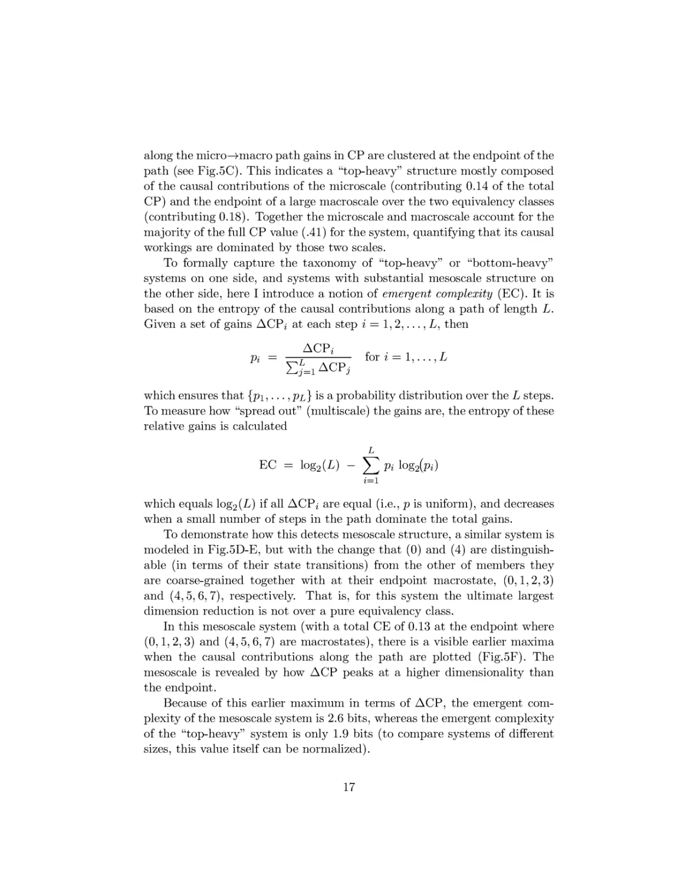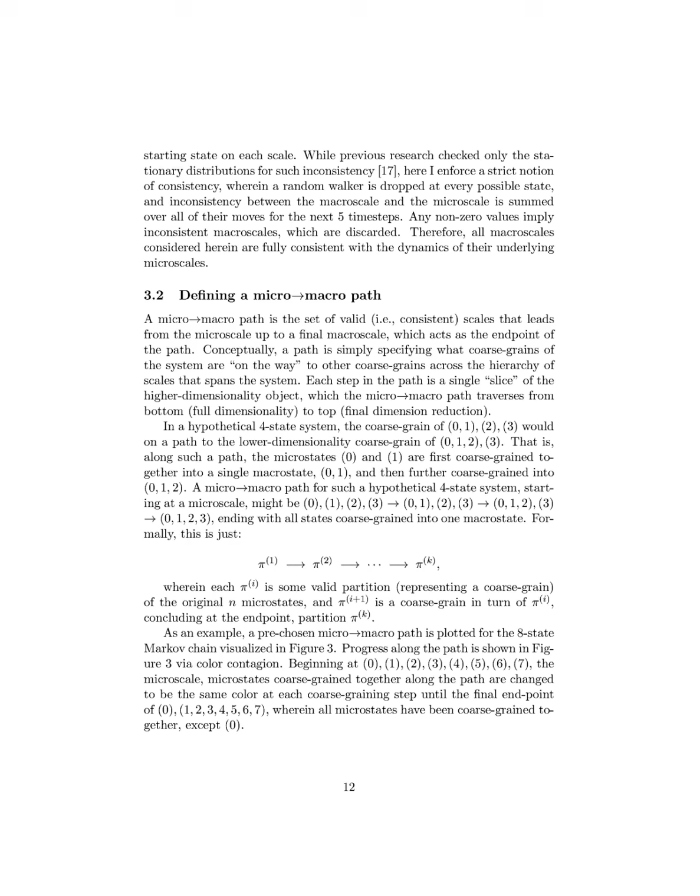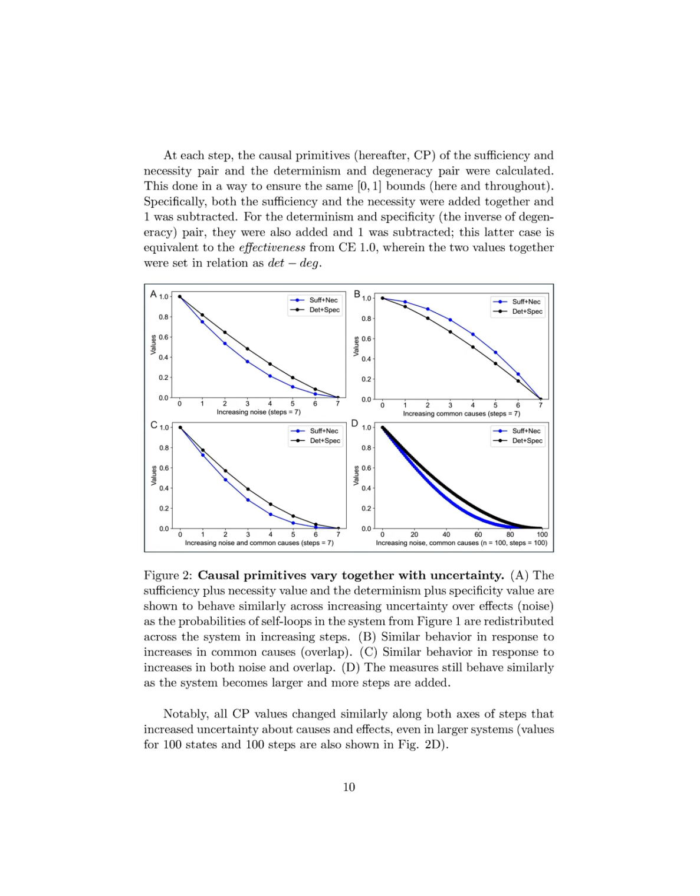A simple illustrative example of CE 2.0 can be seen in an 8-state Markov chain where the states are coarse-grained into macrostates. For instance, consider a system where states 0, 1, 2, 3 are grouped into one macrostate and states 4, 5, 6, 7 into another. As we traverse a micro-macro path, we calculate the causal primitives, CP, at each scale.